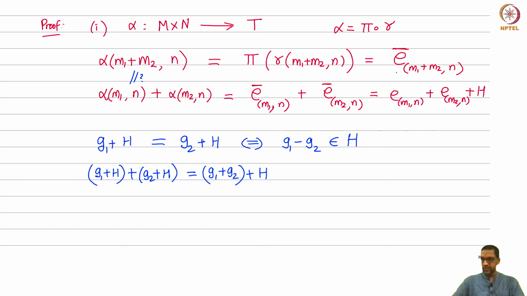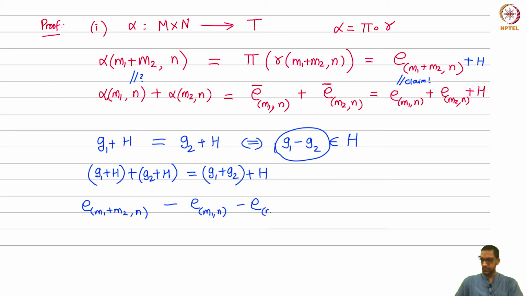Okay, so let's check that these two answers are the same. I claim that they are in fact the same. This is the claim. So let's check. To check it, I need to take that difference and check that the answer is in H. So let's compute the difference of the two representatives. So this again is actually this plus H. Let's write out the two expressions. On the one hand, it's this, and I need to subtract from it whatever is on the other side, e m1 n minus e m2 n.